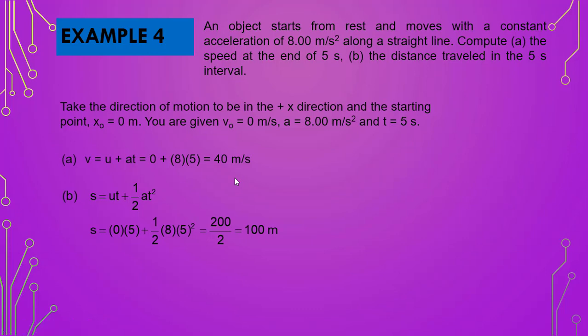B, the distance traveled in the 5 seconds interval. The distance here means the displacement. Based on the information that we have, we already have u, a and t. So to calculate s, one of the equations that we can use is s equal to ut plus half at squared. By substituting all the values that we have, we can determine that the object's displacement at t equal to 5 seconds is 100 meters.